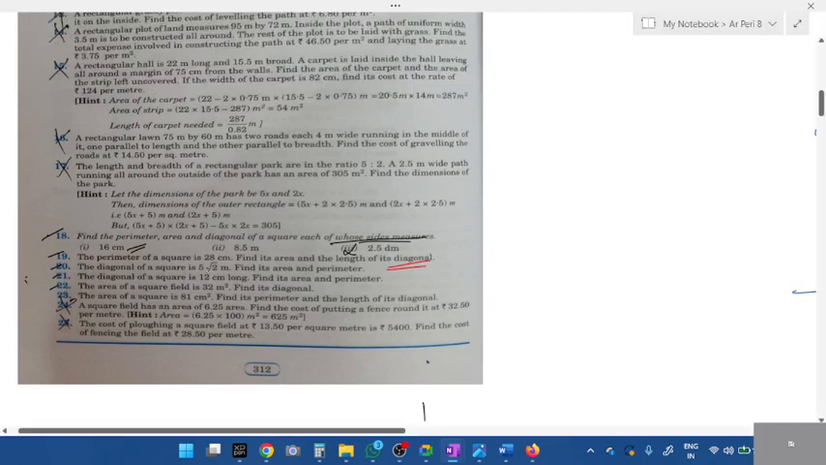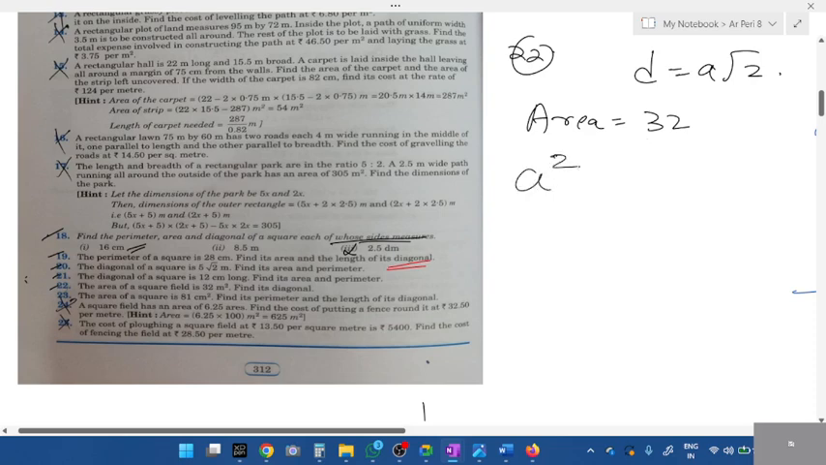Look at the 22nd question. I'm going to do the 22nd in your textbook, page 312. The area of a square field, area is given, students. Area is equals to 32. We need to find diagonal. Diagonal is equals to A root 2. So if area is given, use area formula. Area is A square.